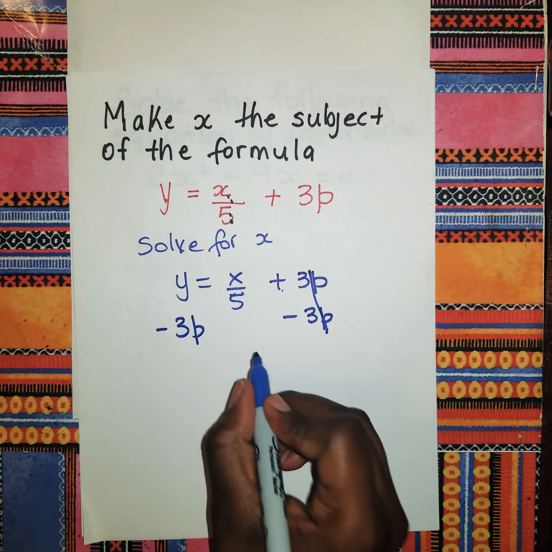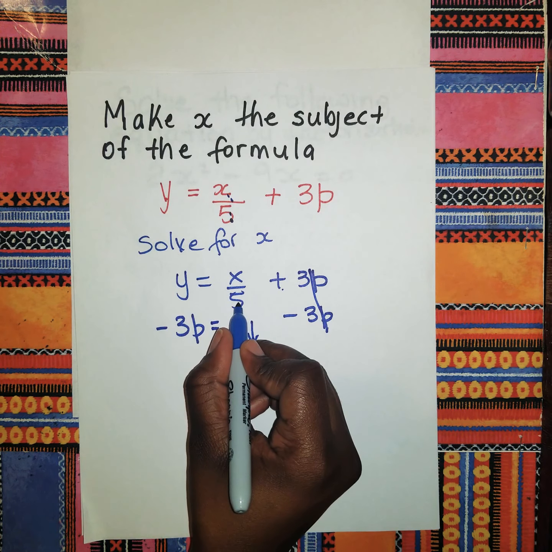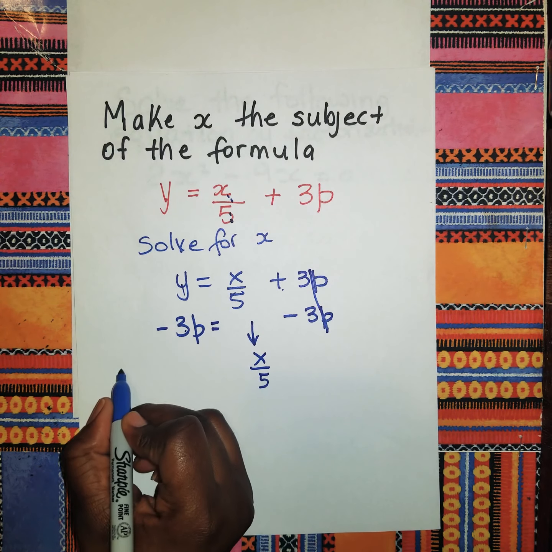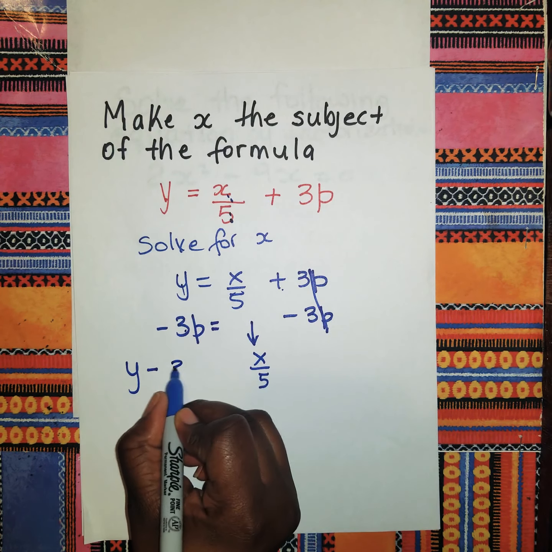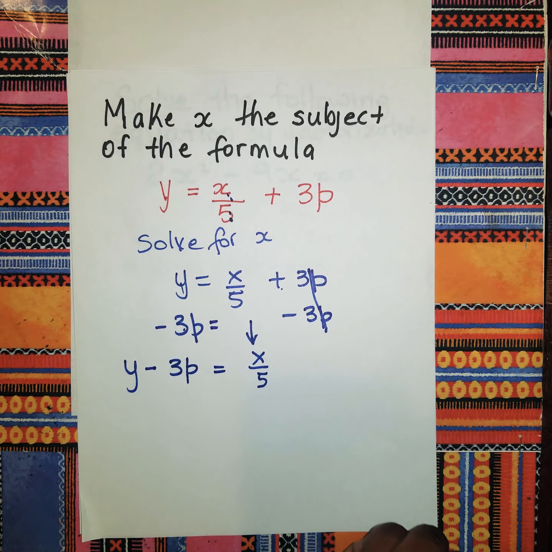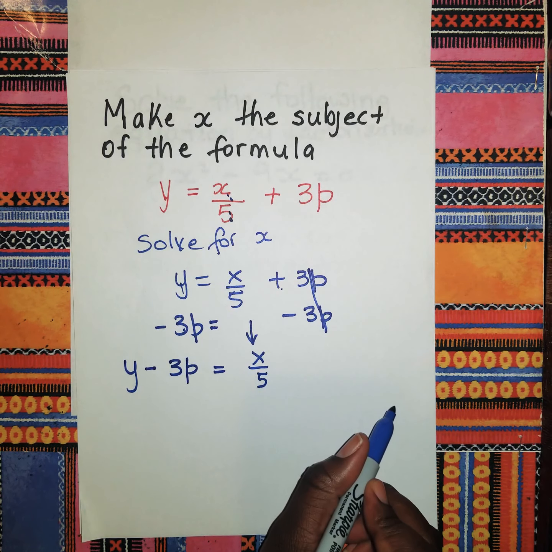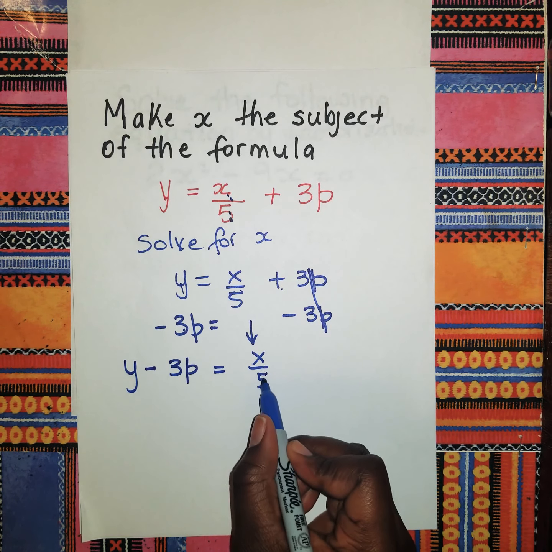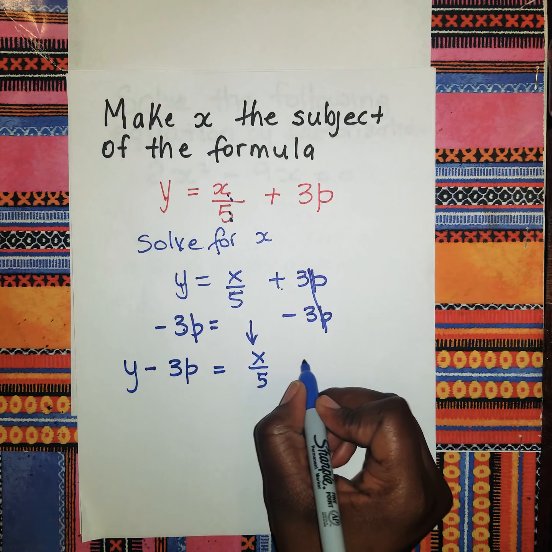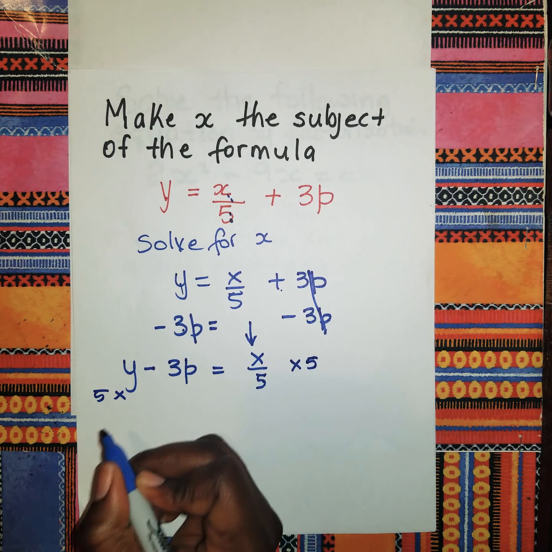So this cancels. On this side, we are left with x over 5. We're going to write it back. And on this side, we have y minus 3p. Okay? So that's equal to x over 5. From this line, now we need to find the value of x. Here it's been divided by 5, so we do the opposite operation, which is multiplying. So we multiply by 5 on this side, and we multiply by 5 on this side.